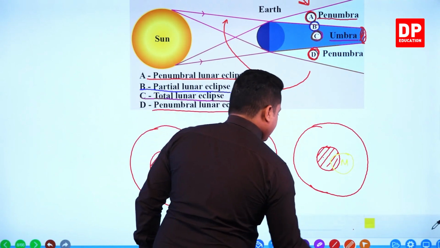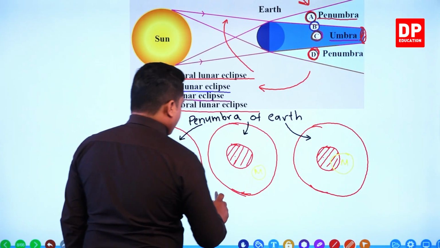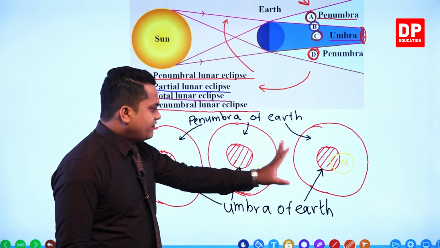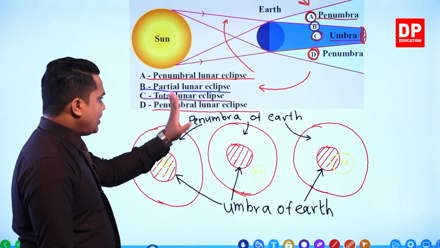So I'll name the two regions. Penumbra of Earth. Right? So this is the penumbra of the Earth. Then the umbra region, this is umbra. This darker surface is the umbra. So this is the position of the moon. So according to the position of the moon, you can observe three different kinds of lunar eclipses.